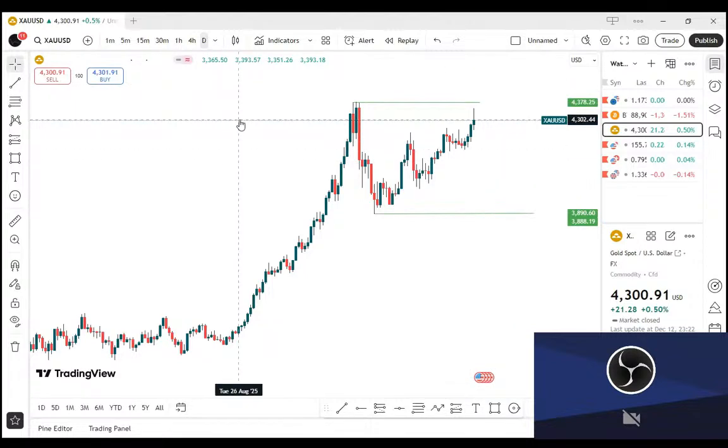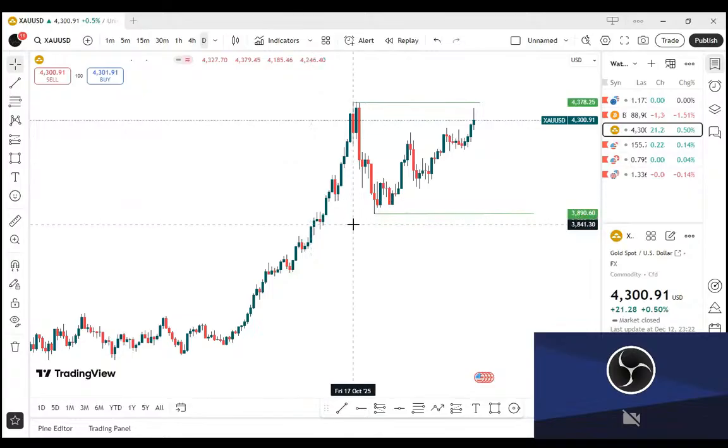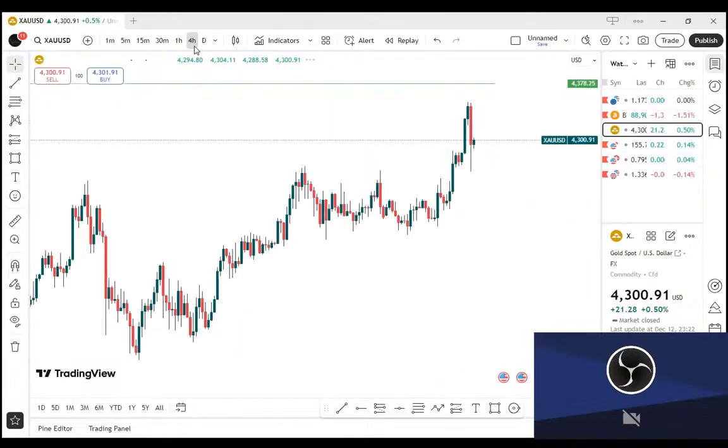You can see that on your lower time frame it will be dropping lower. Then you will see that on your lower time frame, you can join gold as it goes. But right now, gold is currently at this area. Let's drop down to the 4 hours time frame.